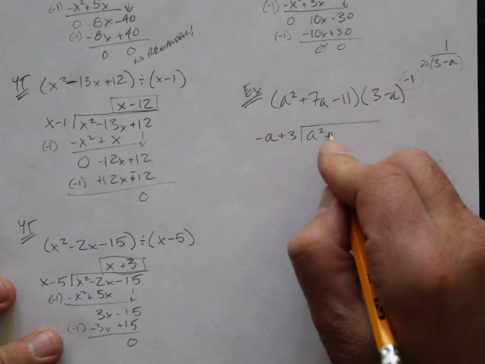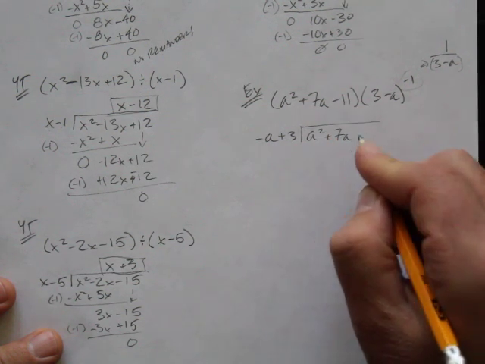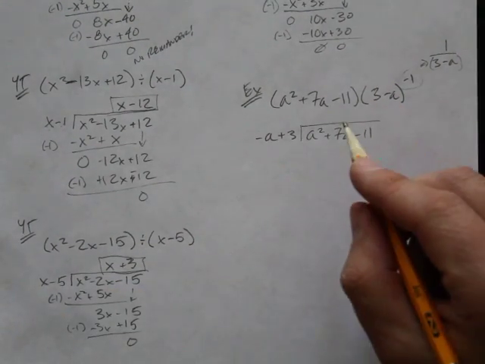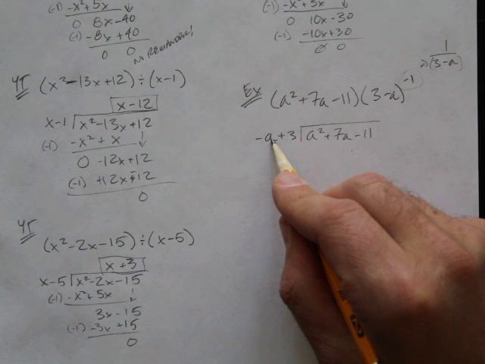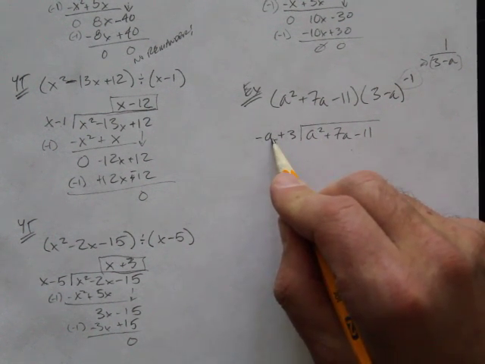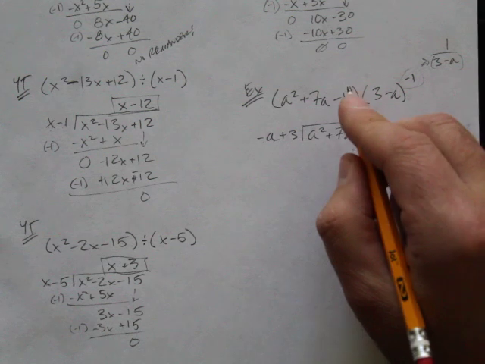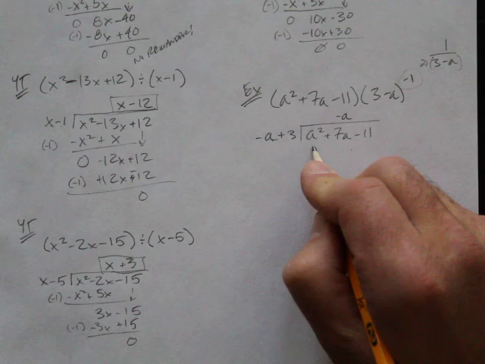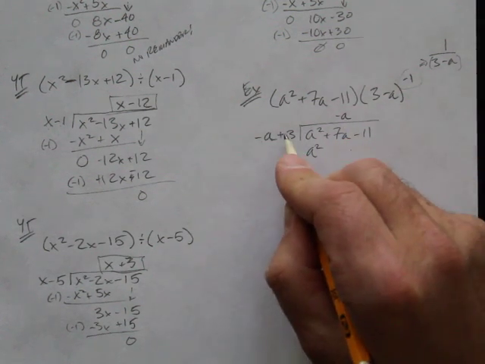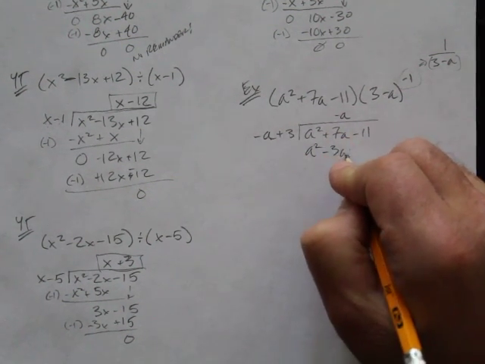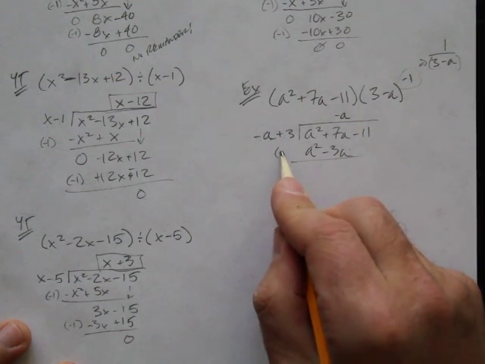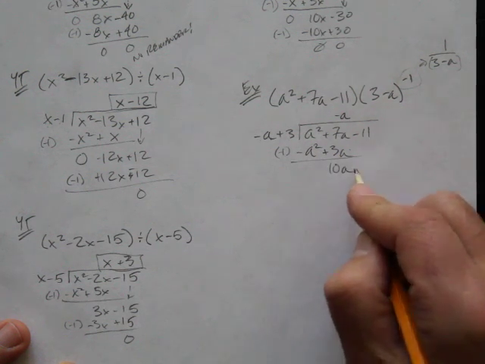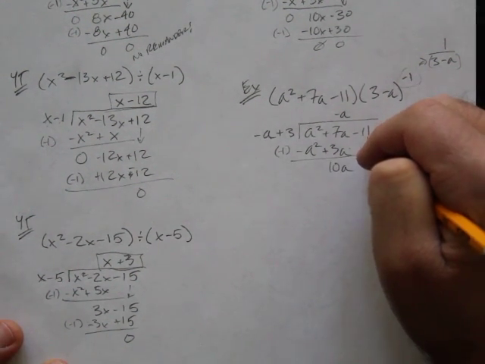All right, now we can do this. Negative a plus 3 into a squared plus 7a minus 11. What do I multiply by negative a to get positive a squared? I need to multiply by negative a, right? Negative a times negative a is positive a squared. Negative a times 3 is negative 3a. Now I need to multiply by negative 1, so I get negative, positive there. Those go away. I have 10a. Bring down my negative 11.